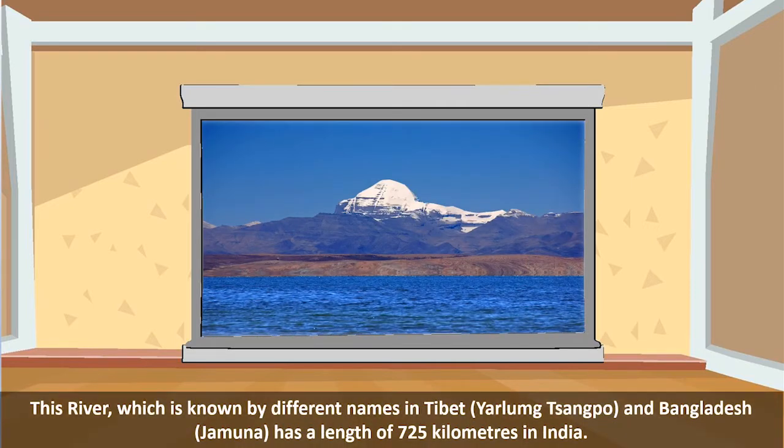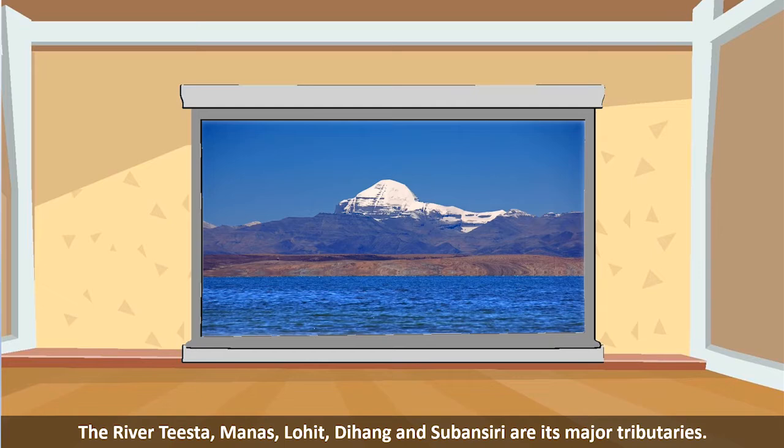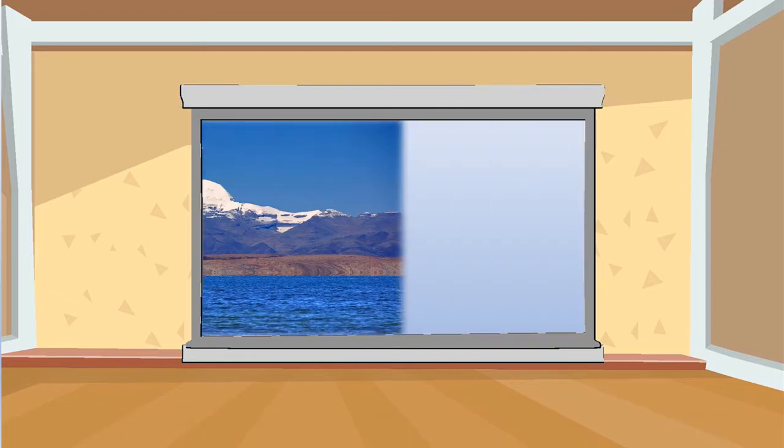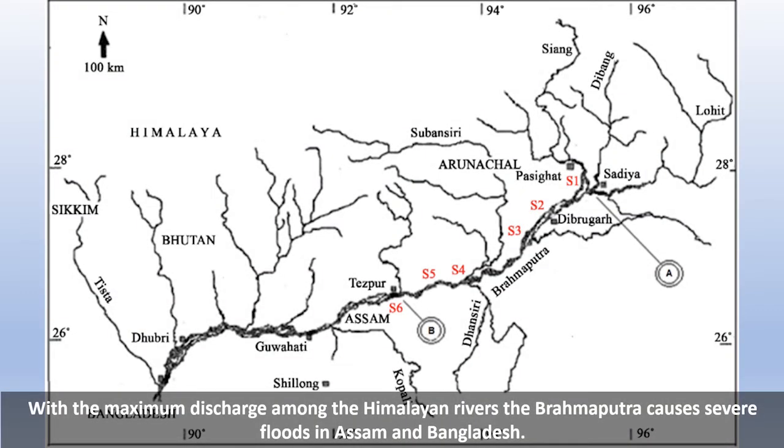It is also considered one of the longest rivers in the world. Like the river Ganga, the river Brahmaputra also has various names depending on the regions it flows through. For example, it is called the Yarlung Tsangpo in Tibet and Jamuna in Bangladesh. The tributaries of the river Brahmaputra are the river Tista, Manas, Lohit, Dihang and Subansiri.